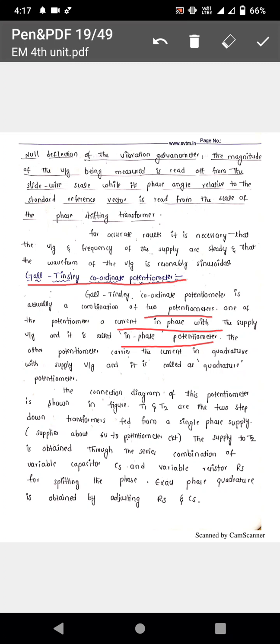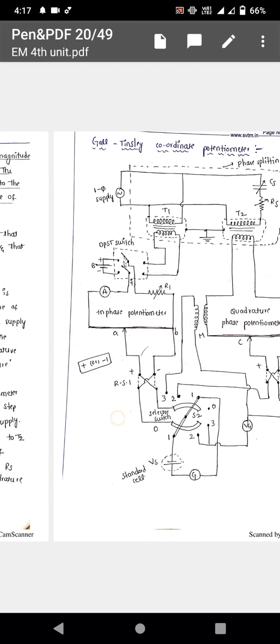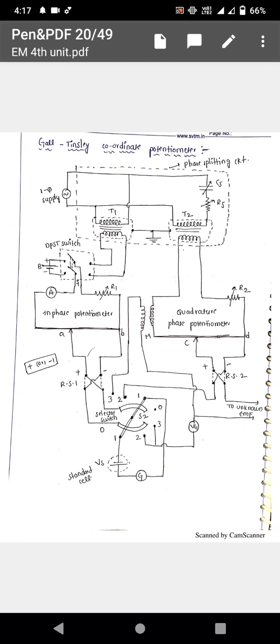The connection diagram for this potentiometer is shown in the figure. It consists of two potentiometers. One is the in phase potentiometer, used to measure the in phase component of the unknown voltage, whereas with the other the out of phase or quadrature component can be measured. You can see the diagram; this is the representation of the diagram.